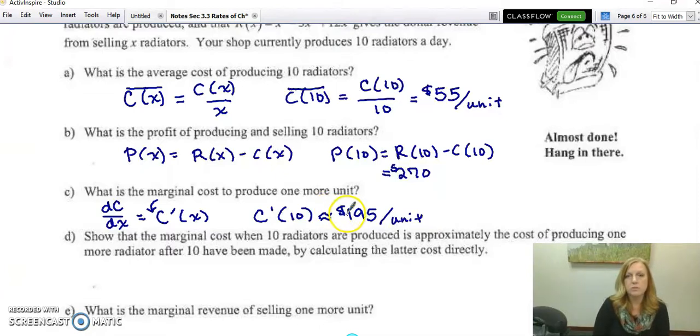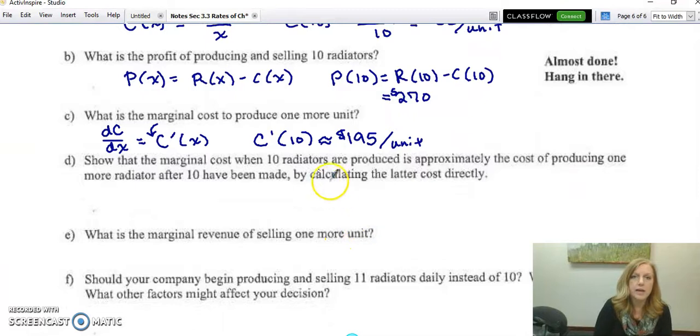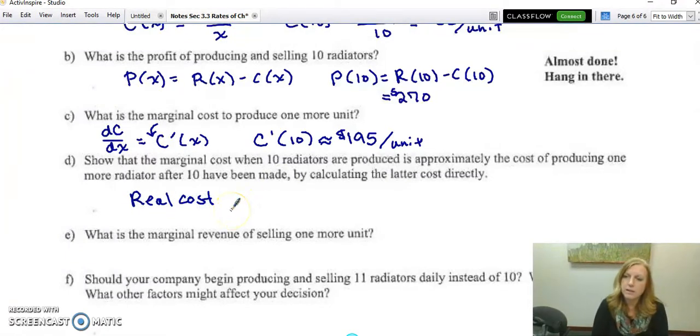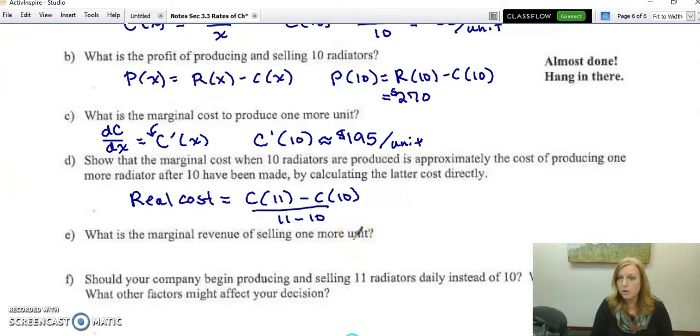So you might be looking at this going, well, my profit right now is only $270 and it's going to cost me another $195 to produce this unit. Then maybe I don't want to do that. Also, one thing to look at is that this is just an estimate of the actual real cost. We don't usually have the cost function to calculate it, but just to give you an idea of why we can use this marginal cost, the real cost would be C of 11 minus C of 10 over 11 minus 10, because that's the cost to produce one more unit.